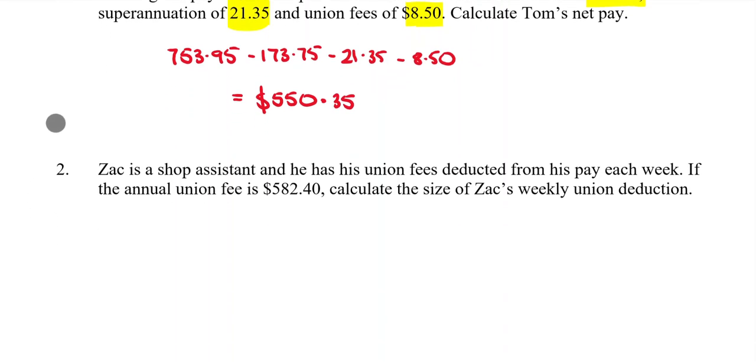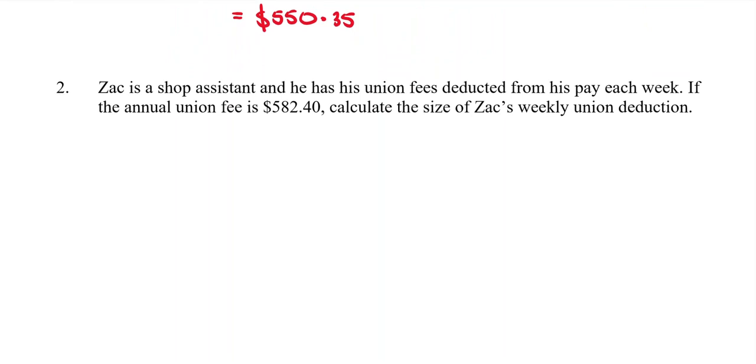Question 2. Zach is a shop assistant and he also has union fees deducted from his pay each week. If his annual union fee is $582.40, calculate the size of Zach's weekly union deduction. So we're not working out a net pay here, we just want to know how much he is paying each week to be a part of this union.